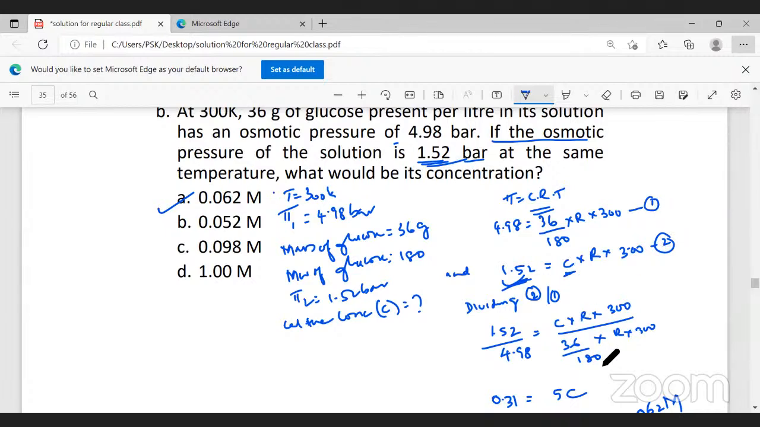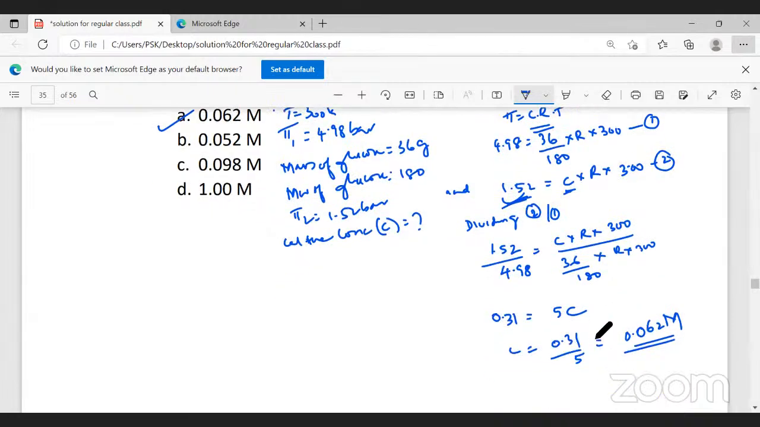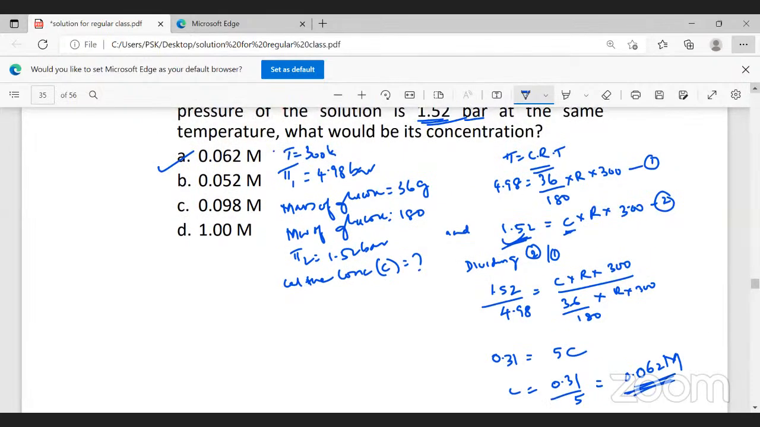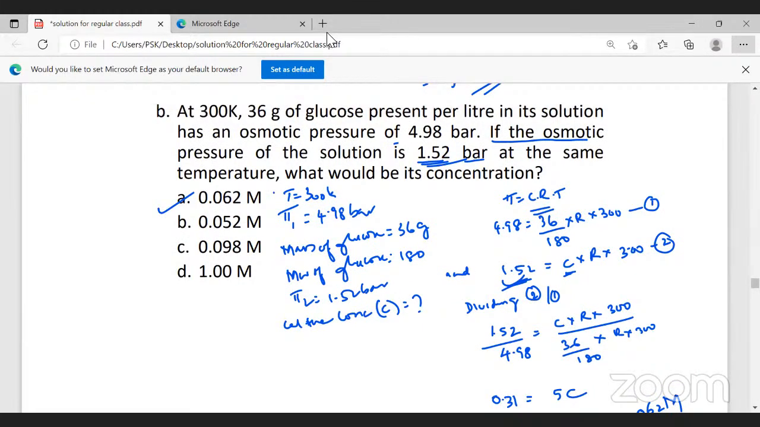Therefore, equation 2 divided by equation 1, on simplification, we get concentration as 0.31 divided by 5. And the answer we get is 0.062 molar. Hence, the answer for this question is option 1. Did you follow this, students? Yes, sir.